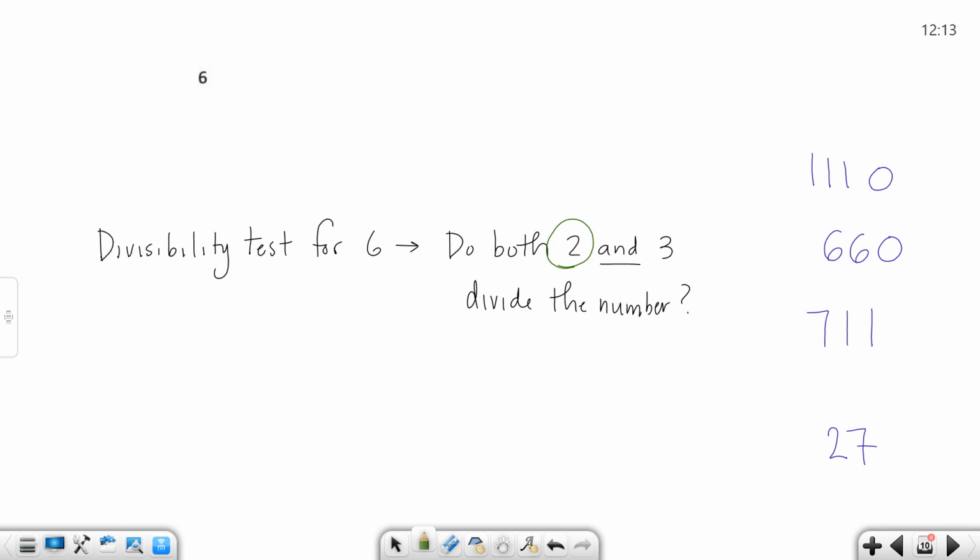Remember, in order to be divisible by 2, it has to be even, so you can think of it that way. Or, in other words, in order to be divisible by 2, it has to end in a 0, a 2, a 4, a 6, or an 8.